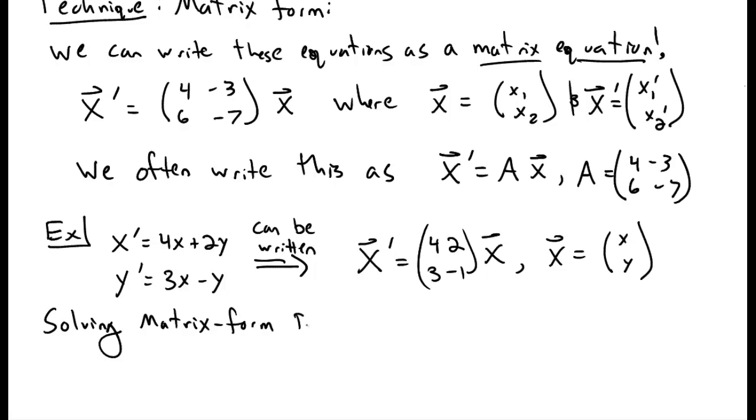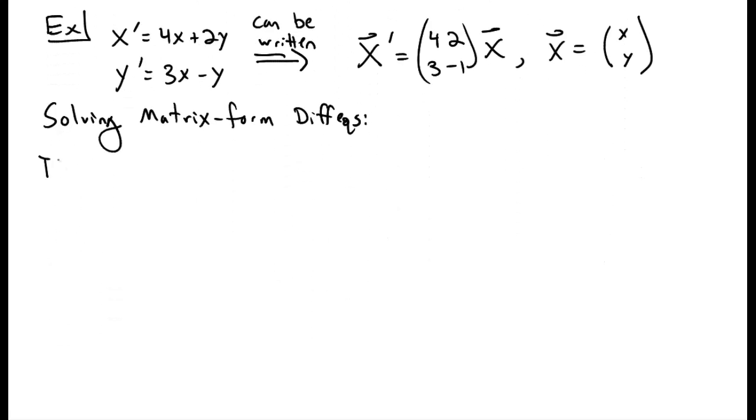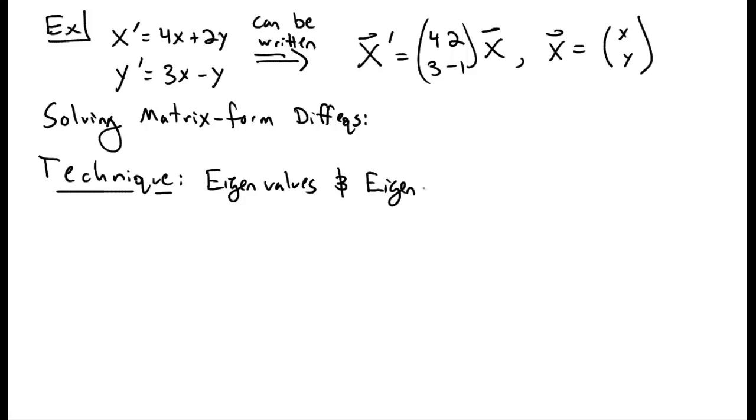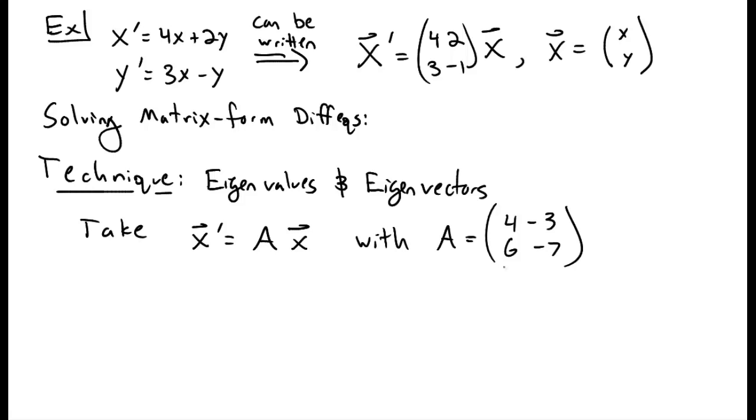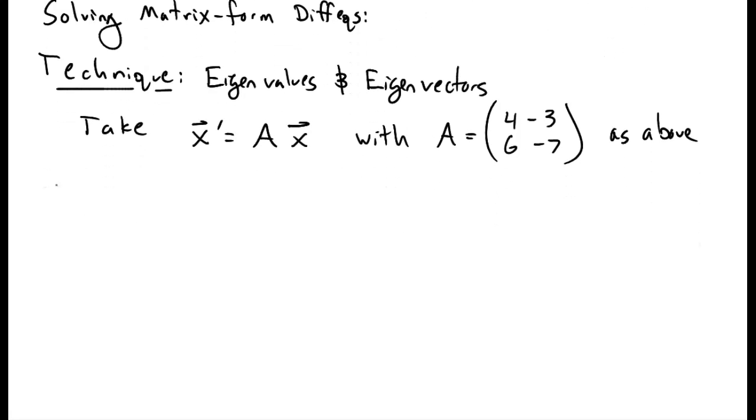And the way we solve these systems is actually using a technique we already learned from matrices. We use the technique of eigenvalues and eigenvectors. So let's see how they apply to solving first-order differential equations that are coupled. Let's take the example we had above: x prime is equal to Ax, where A was the matrix 4, negative 3, 6, negative 7.